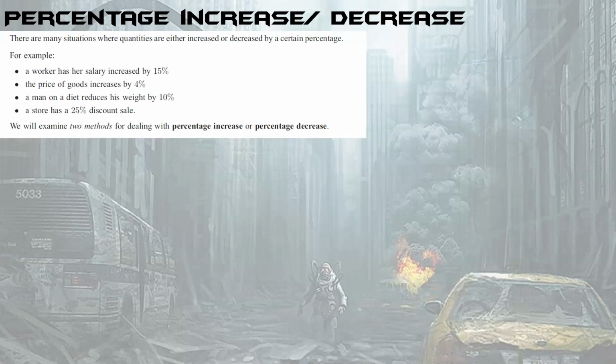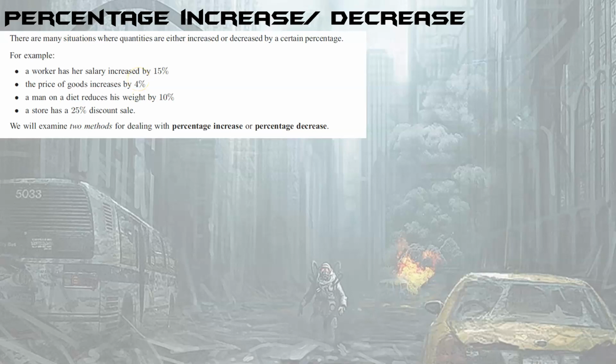Next thing is we're looking at a percentage increase and decrease. So this means rather than just going, what is the actual value if I said 10% of this, I want to know how much is that increase in a percentage. So an example could be that your salary is increased by 15%, the price of goods is increased by 4%, a man on a diet reduces his weight by 10%, or a store has a 25% discount sale. Ultimately, it's very similar to what we just saw, where we're figuring out what amount of something is 4%. But in this case, the scenario is that we're talking about increases and decreases of a percentage.